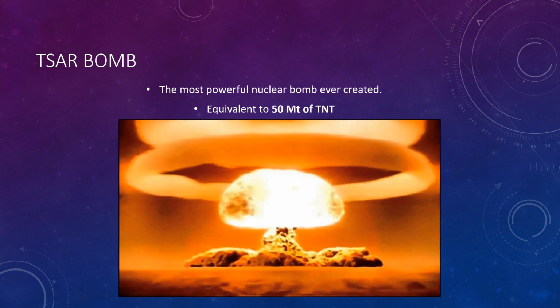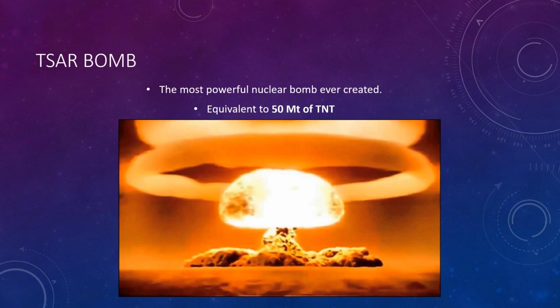We're not going to talk about nuclear weapons for more than a minute here, but this is the Tsar bomb, the most powerful nuclear bomb ever created on Earth. This is the most powerful detonation that we know of that we've ever made. It is equivalent to 50 megatons of TNT. In other words, that's 50 million tons of TNT. So, unimaginable destruction just from this explosion.